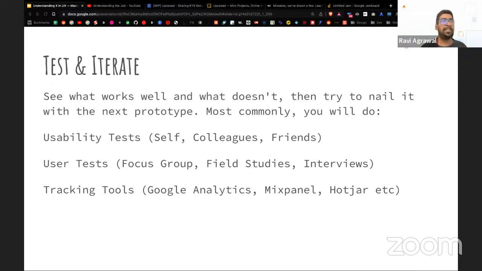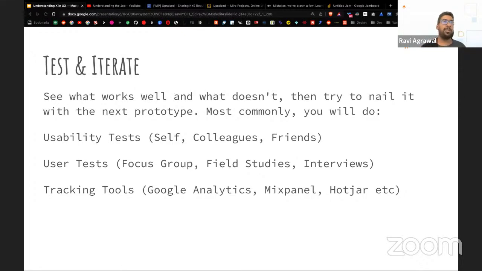You can do user tests. You can have a focus group, like get 5 or 6 people on a WhatsApp group with you, and you can share early beta versions with them. You can share wireframes with them. You can get early feedback. You can take your prototype to fields where it is supposed to be used.